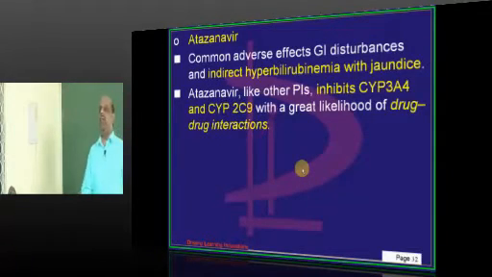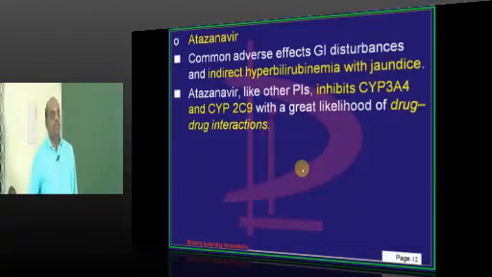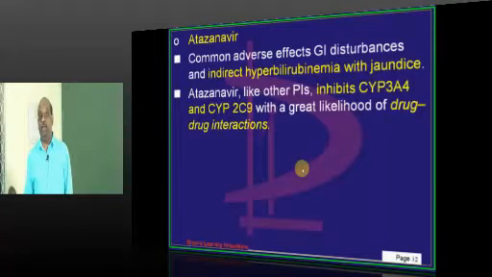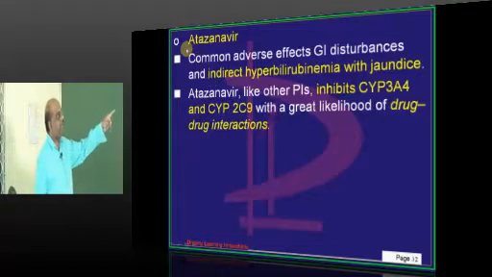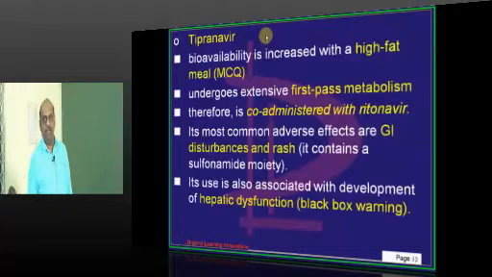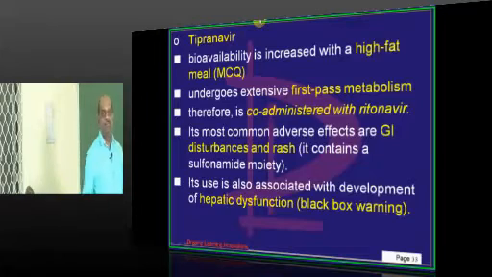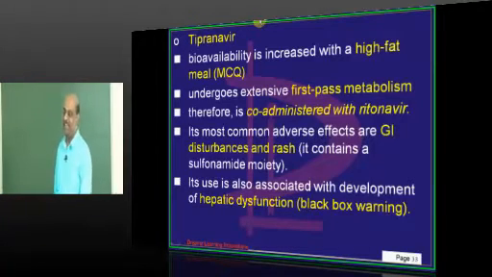Then atazanavir is the next protease inhibitor. That hepatotoxicity with indirect hyperbilirubinemia you have seen with indinavir, no? That is also the problem with atazanavir. And drug-drug interactions also need to be remembered about atazanavir. Then tipranavir. Why do you want to remember it?